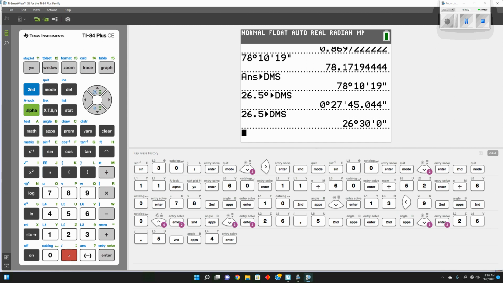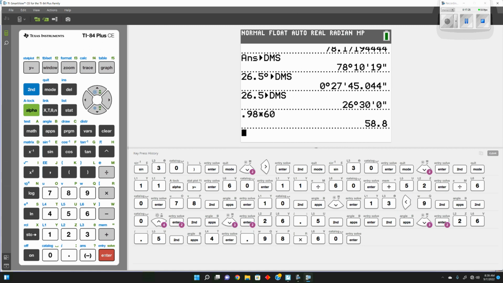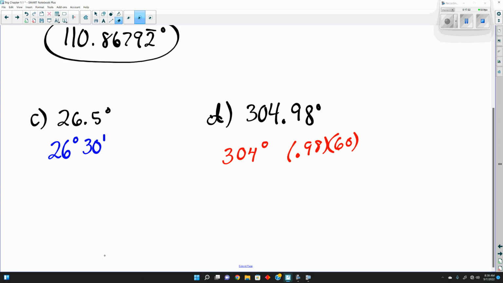Now we can say 0.98 times 60, which gives us 58.8 minutes. So we have 304 degrees and 58.8 minutes. Well, if we still have a decimal at minutes, we use it to get seconds. So any questions on this so far?